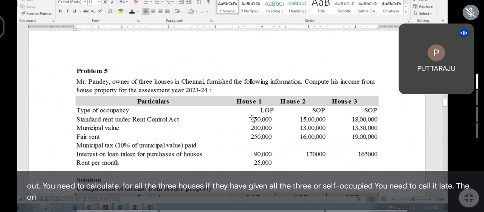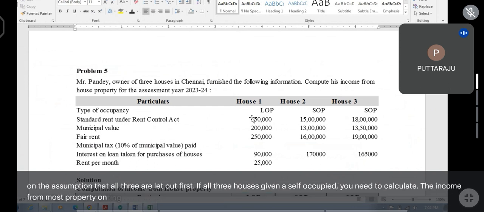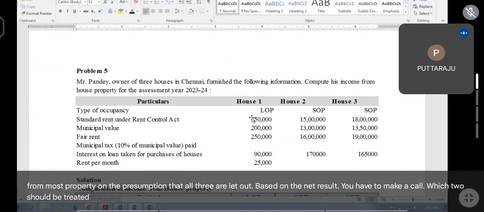on the assumption that all 3 are let out first. If all 3 houses are given as self-occupied, you need to calculate the income from house property on the presumption that all 3 are let out. Based on the net result, you have to make a call which 2 should be treated as SOP and which one to be treated as DLOP. Are you guys understanding my point?